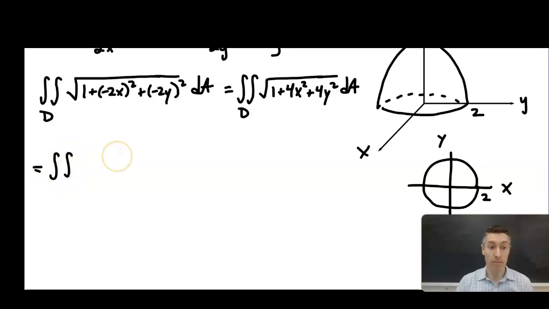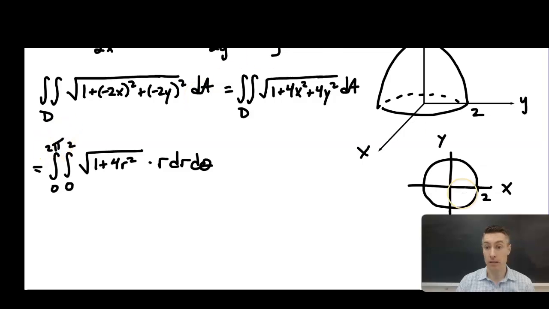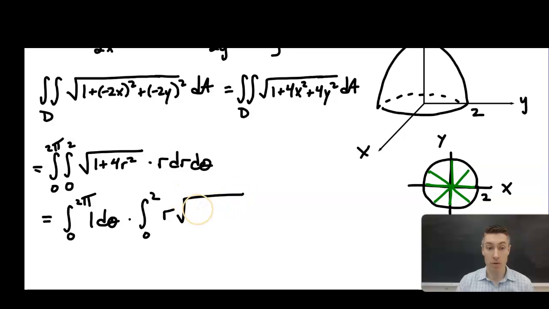So we have the double integral of the square root of 1 plus 4r squared. dA then becomes r dr d theta. And we have the bounds from 0 to 2, 0 to 2 pi, since we're going through this region in terms of polar coordinates. It is separable, so we can say the integral from 0 to 2 pi of 1 d theta times the integral from 0 to 2 of r times the square root of 1 plus 4r squared dr.